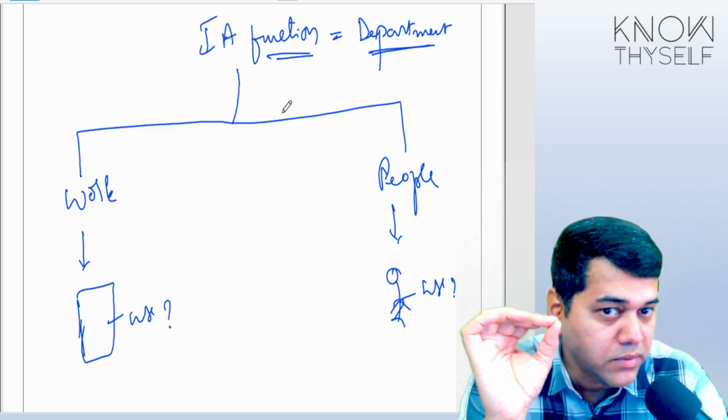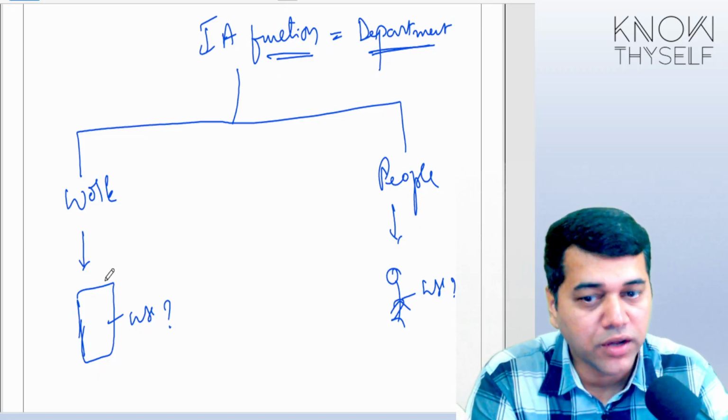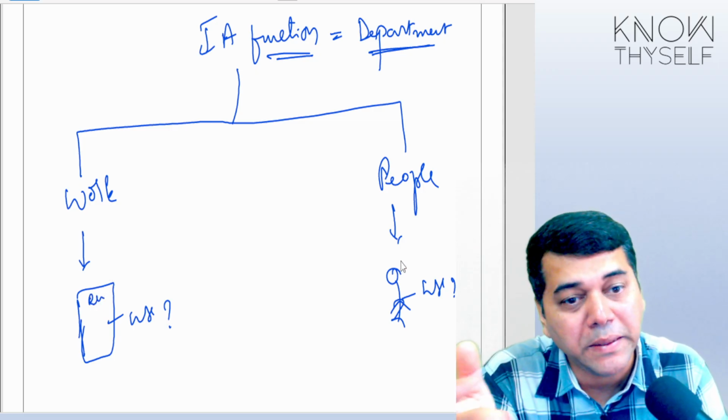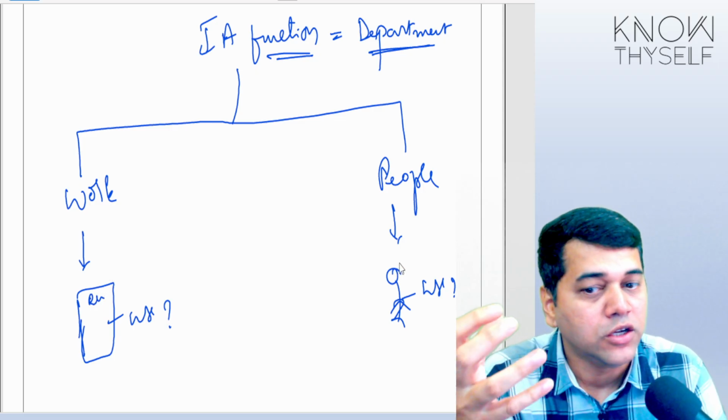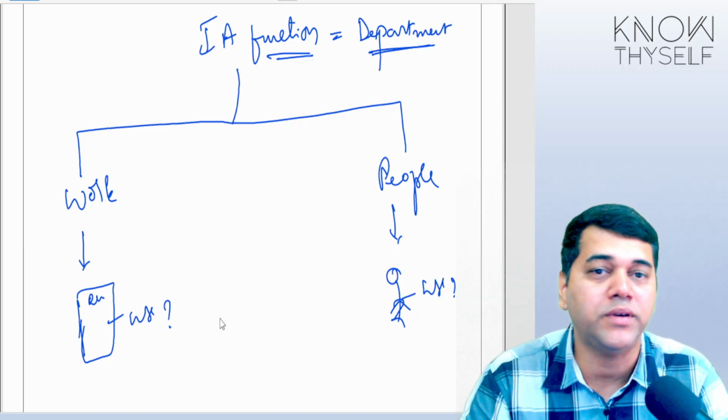So remember this terminology, don't get confused. Function means department. Work means their report, internal auditor's report. Assistance means their people. You don't want to use their work, but you want to use their people to get some of your job done.